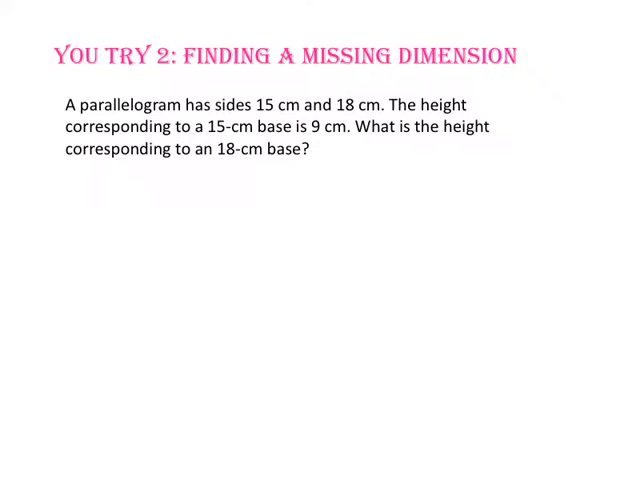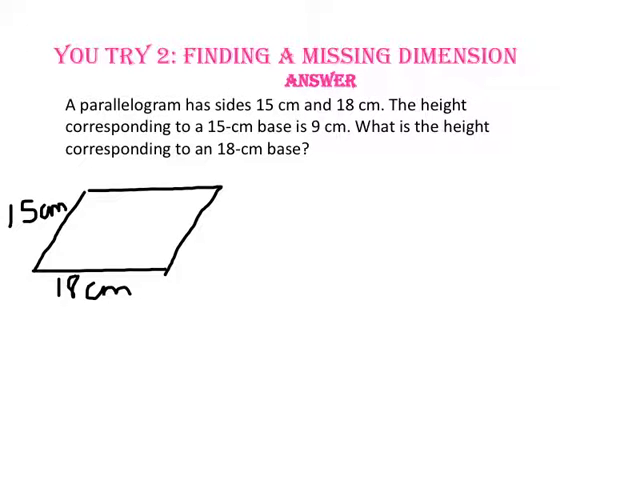Pause the video and do Try It number 2. A parallelogram has sides 15 centimeters and 18 centimeters. The height corresponding to the 15 centimeter base is 9 centimeters. What is the height corresponding to the 18 centimeter base? Let's start with our formula for the area of a parallelogram. Area equals base times height.